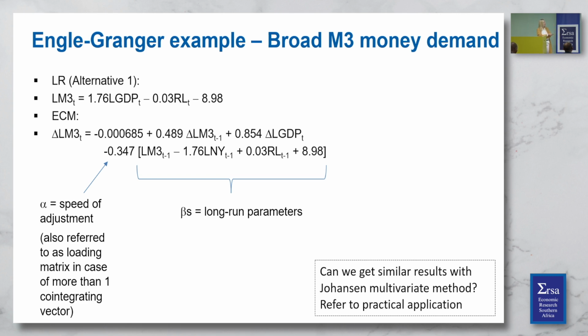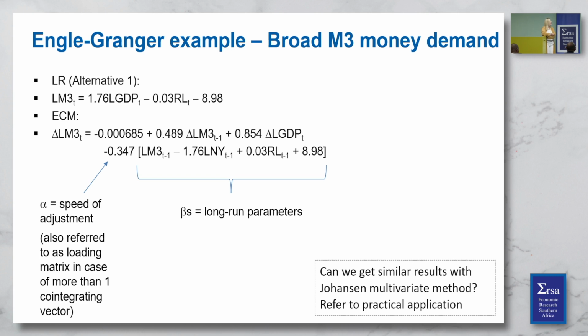Here we have just a vector of betas. Every time we add another equation here, we add another row to the beta parameter matrix. So instead of calling it the speed of adjustment, we refer to those speed of adjustment parameters as the loading matrix. And then the betas are still our matrix of long-run parameters.